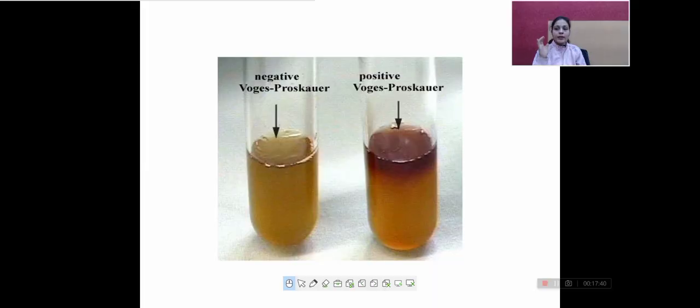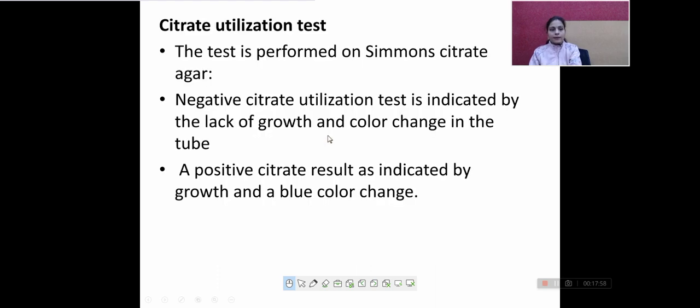Now, the citrate utilization test. The last one. The IMViC test is a combination of 4 types of tests, right? Of the 4 tests, we have already discussed 3. The last one is the citrate utilization test. This test is performed on Simon citrate agar.